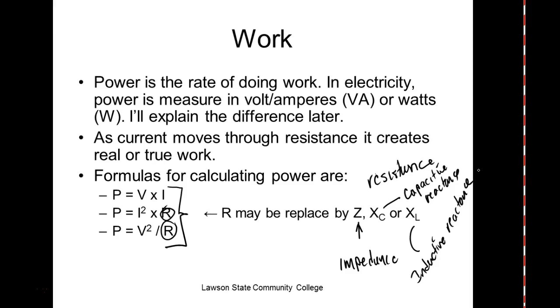So the formulas that you learn in DC, what we would do is we would come in and for R, we'd either use Z or X of C or X of L, depending on what type of opposition we're talking about. Every one of these are opposition, and every one of them are rated in ohms. So what is ohms? Ohms is the opposition to the flow of current. And we have several types of opposition. Are we okay? Okay.